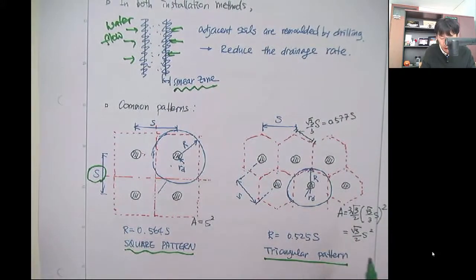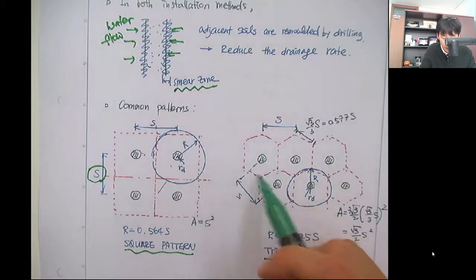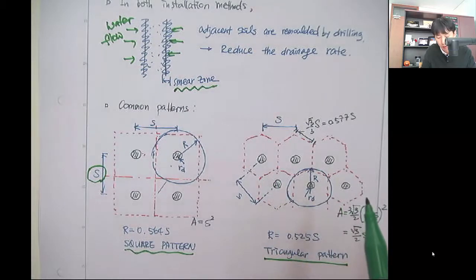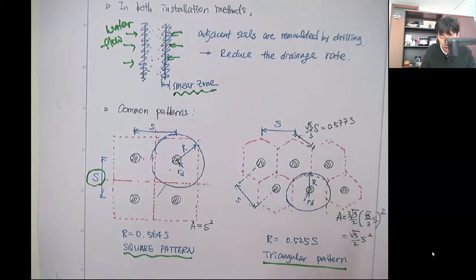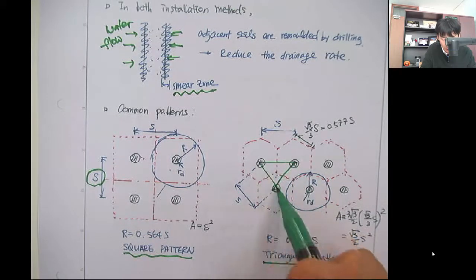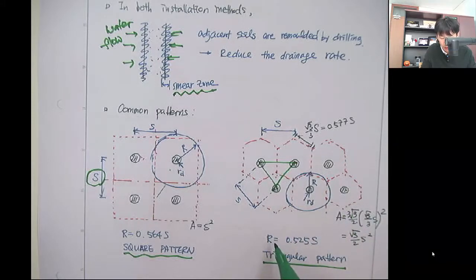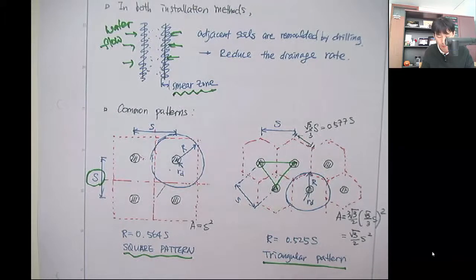In the triangular pattern, the effective area is kind of hexagonal. The spacing here, in the triangular pattern, is also S, and the influence radius R will be 0.525 times S.